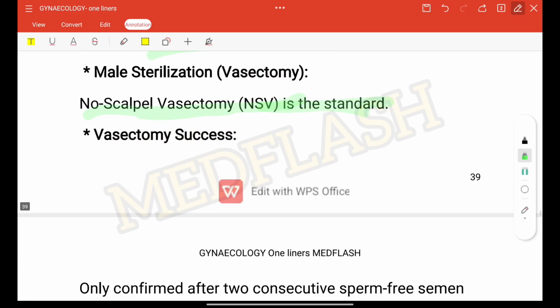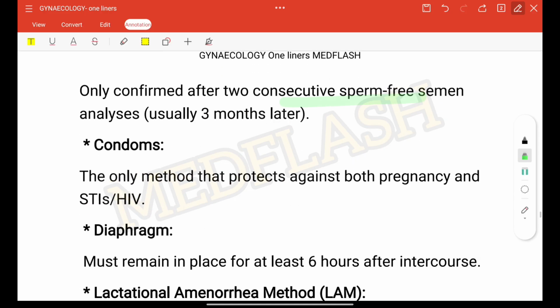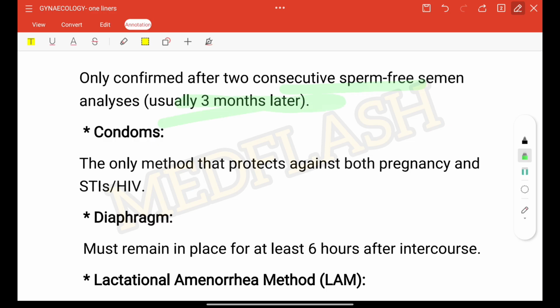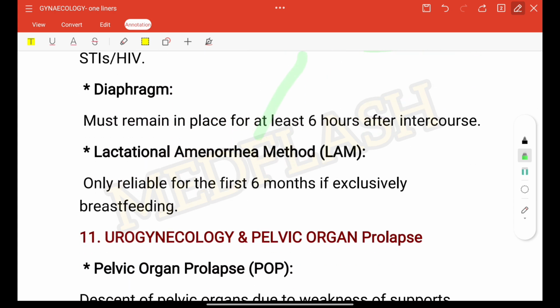Vasectomy success is only confirmed after 2 consecutive sperm-free semen analyses, usually 3 months later. Condoms are the only method that protects against both pregnancy and sexually transmitted infections. The diaphragm must remain in place for at least 6 hours after intercourse. Lactational amenorrhea method is only reliable for the first 6 months if exclusively breastfeeding.